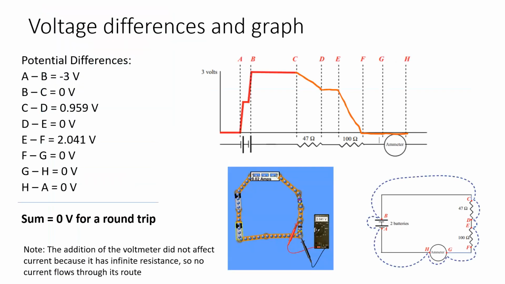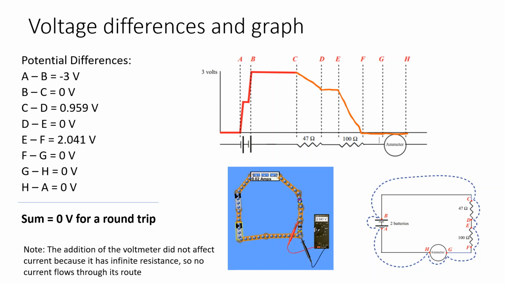So then we wanted to find the voltage differences and graph these. So we found the potential differences across different points on the circuit, which you can see on the bottom right-hand screen. And we can see that between A and B, we had a negative 3 volts difference. Between C and D, there was 0.959 volts difference. And this is because this was between the resistors with 47 ohms.